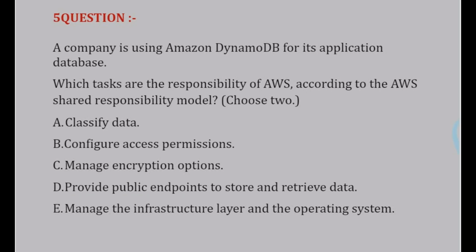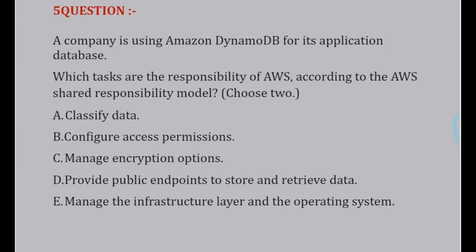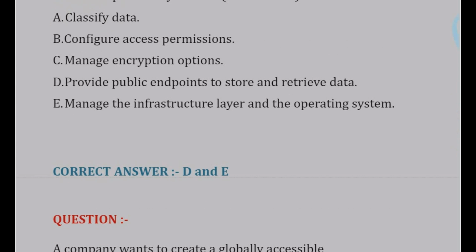Question is a company is using Amazon DynamoDB for its application database. Which tasks are the responsibility of AWS according to the AWS shared responsibility model? Choose two options. Option A, classify data. Option B, configure access permissions. Option C, manage encryption options. Option D, provide public endpoints to store and retrieve data. Option E, manage the infrastructure layer and the operating system. Correct answer is option D and option E.